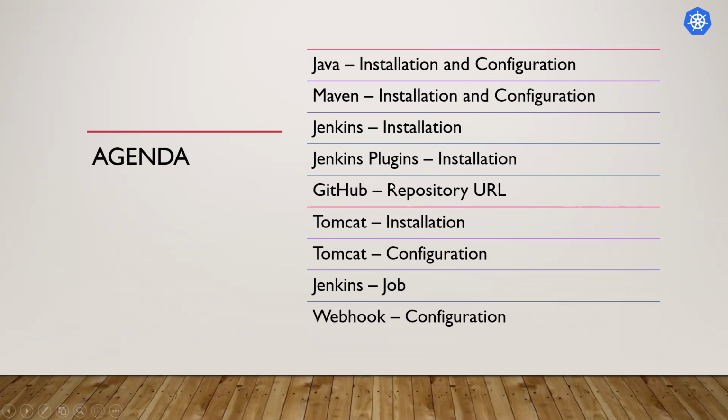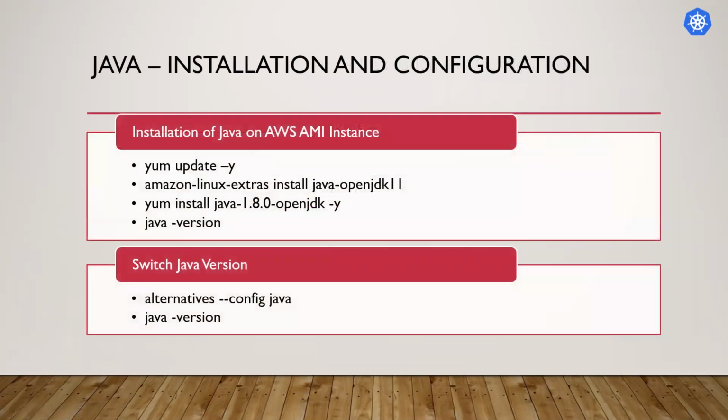After completion of this job, we will configure the webhook for the automatic part, so that when a developer checks in the code, it is automatically built and deployed as a new instance on the Tomcat server. So we will see here. I've created a slide with step-by-step things, so it is easy to understand.